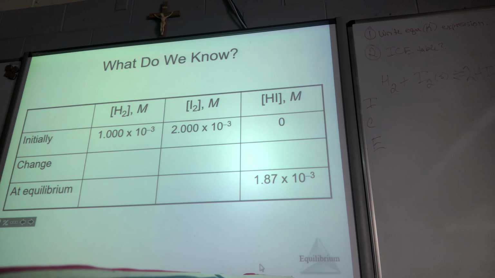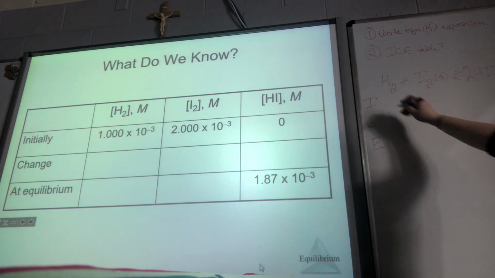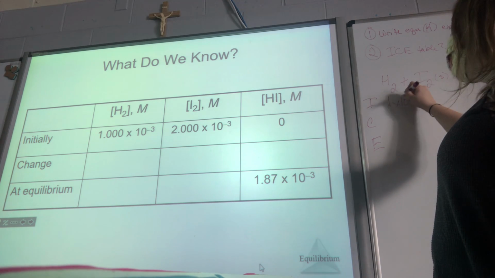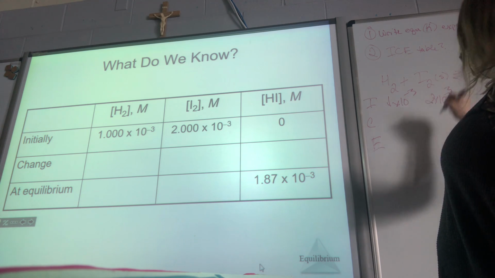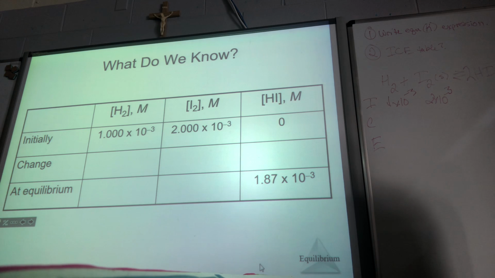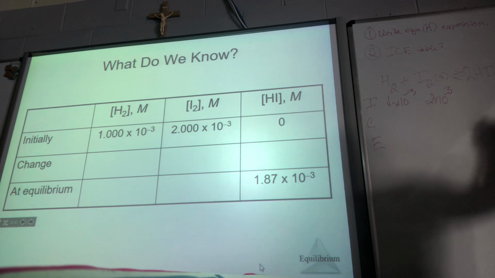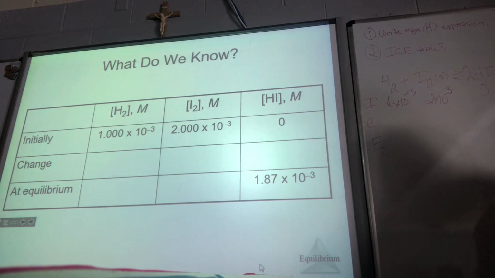K expressions are equilibrium constants, aren't they? So what kinds of concentrations should be in there? Equilibrium concentrations. Initial concentrations have no business being in a K expression. I don't know why it gave you I. We were given the equilibrium concentration here.